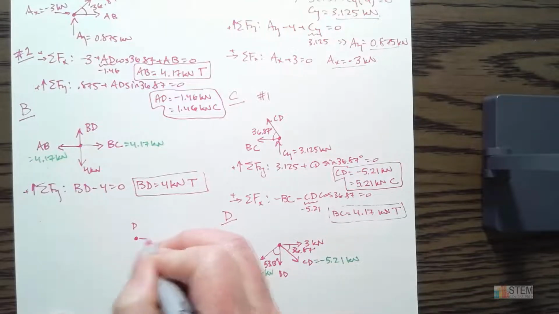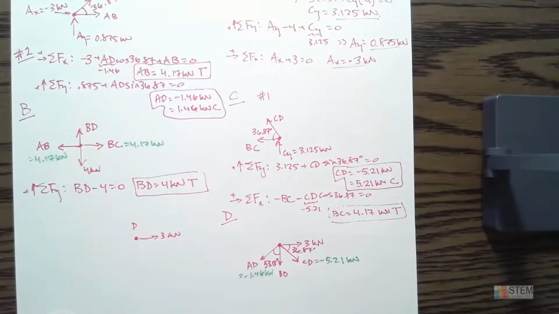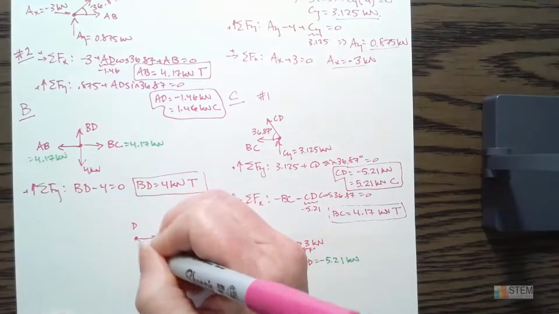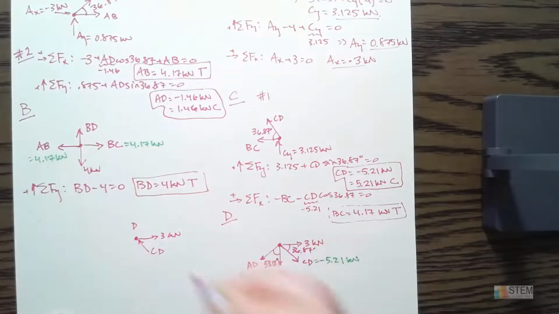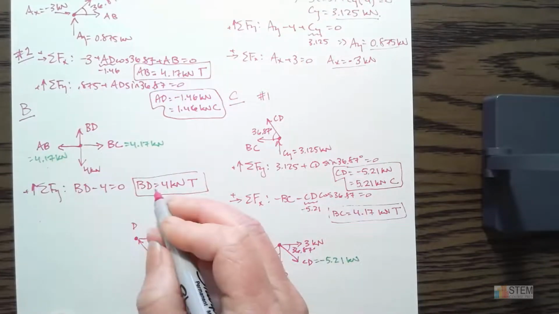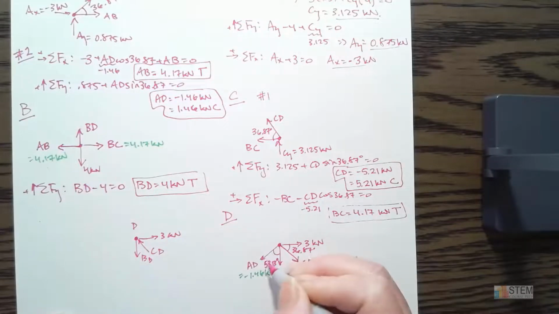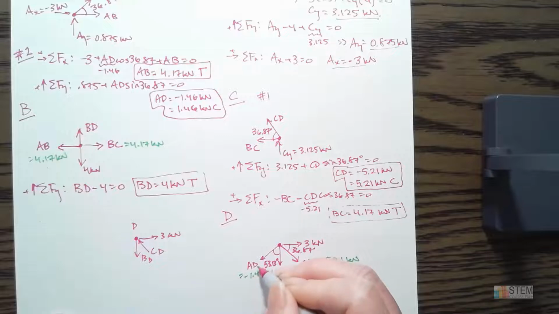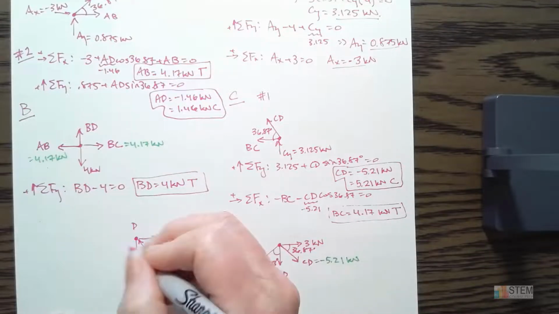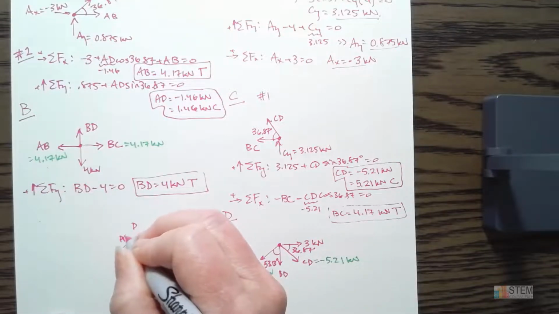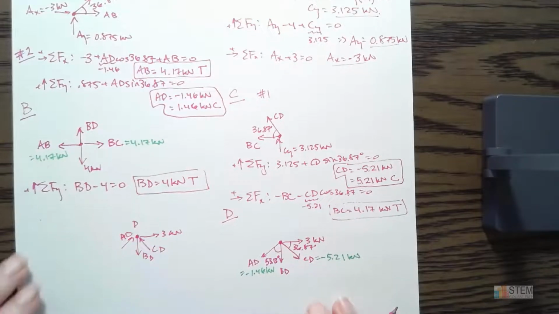All right, so I've got a 3 kilonewton. CD, I originally drew it going out. It should be going in because it's negative, so let's do that. And I'm just going to put CD. BD was positive, so we can draw that going down. AD was a negative number, so I need to flip the direction, have it go up. All right, so we got that.